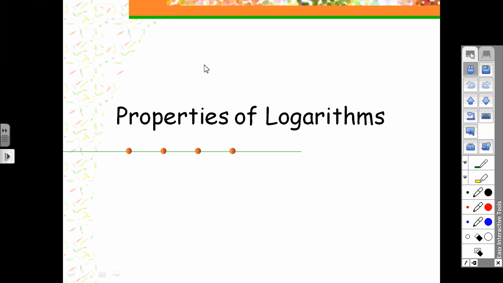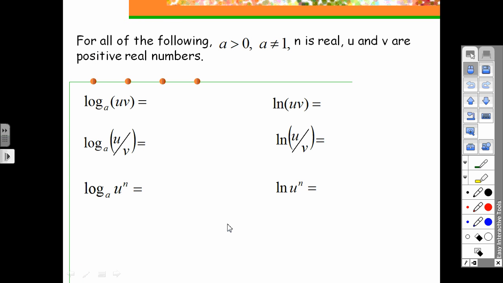Okay, we're talking about properties of logarithms. So, just to start and clarify, all of these properties are going to have the same restrictions on them, and that is that a has to be positive, a cannot equal 1, and that n has to be a real number. u and v are supposed to be positive real numbers, because you remember you can't take the log of any negative number.